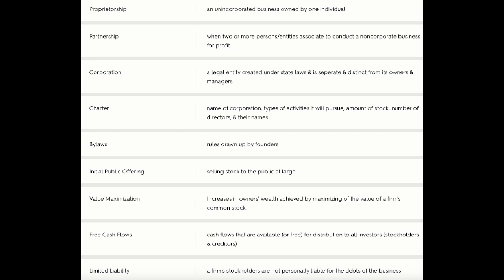Its disadvantages are that it is limited in its ability to raise large sums of capital. The proprietor has unlimited personal liability for business debts, and it has a life limited to the life of the individual who created it.